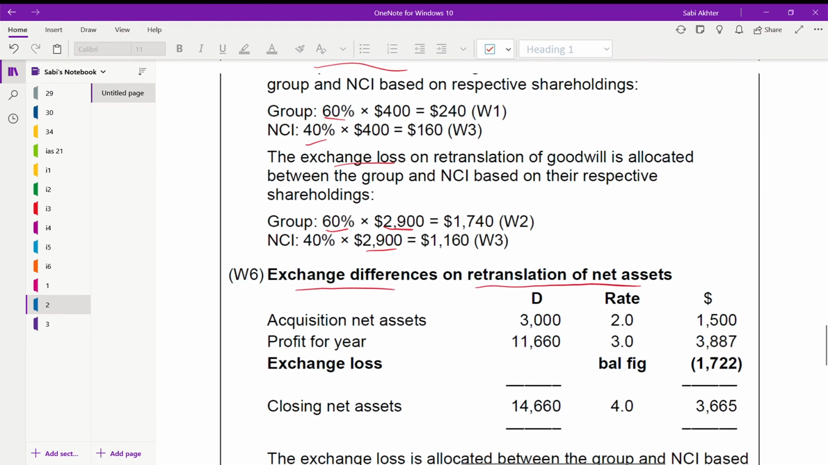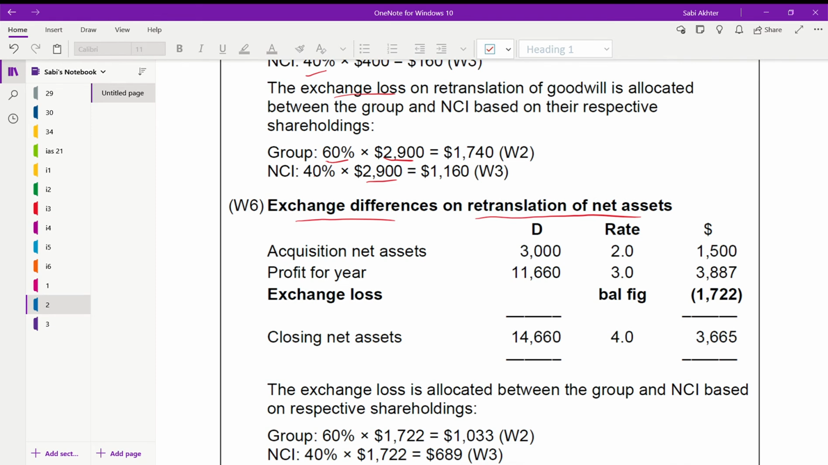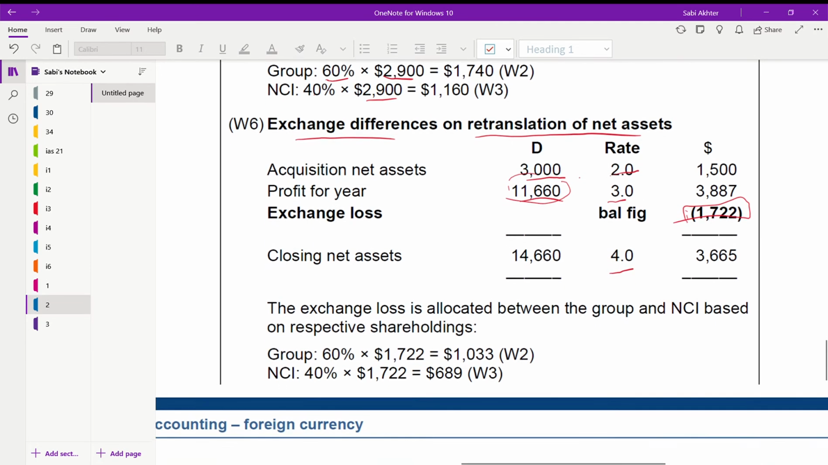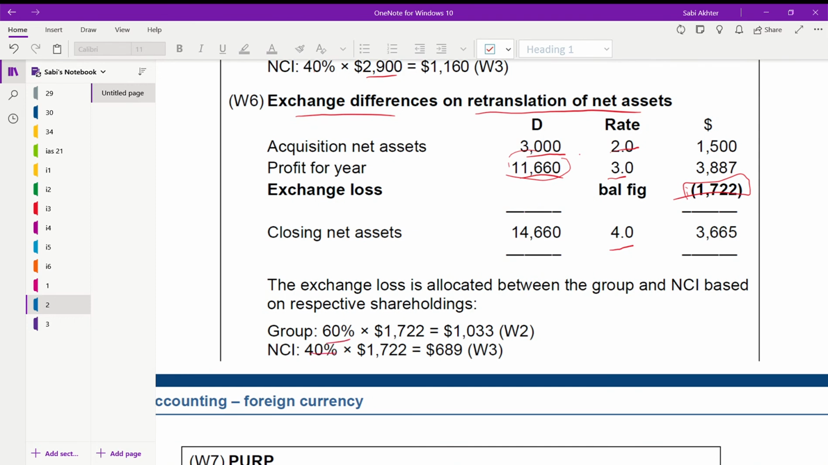Coming to this. Same for the net assets. You take the acquisition net assets and the profit for the year. That is the post-acquisition profit that we have found out. Acquisition net assets at the opening rate, profit at the average rate, closing net assets at the closing rate, and hence it's a loss. This time, you have to take that loss in 60 and 40%.